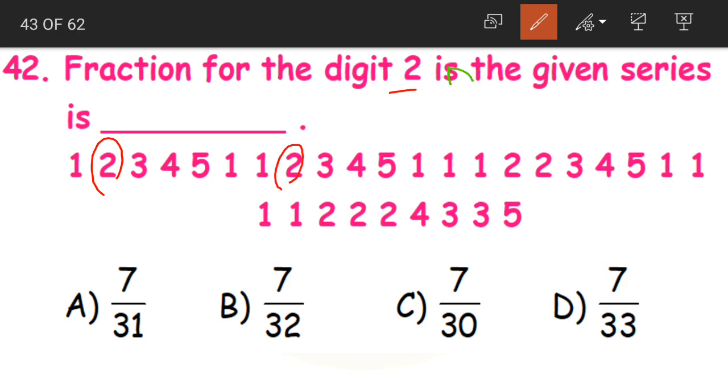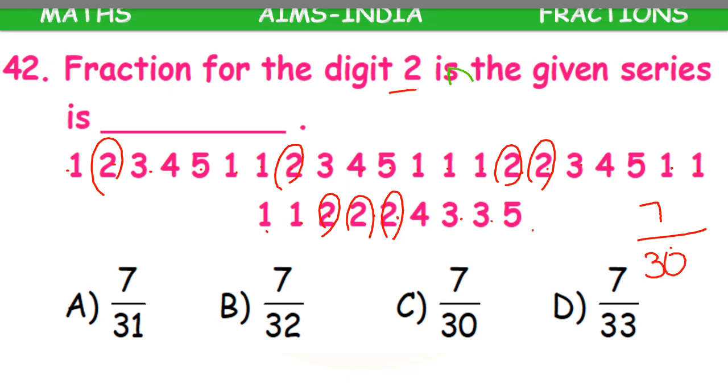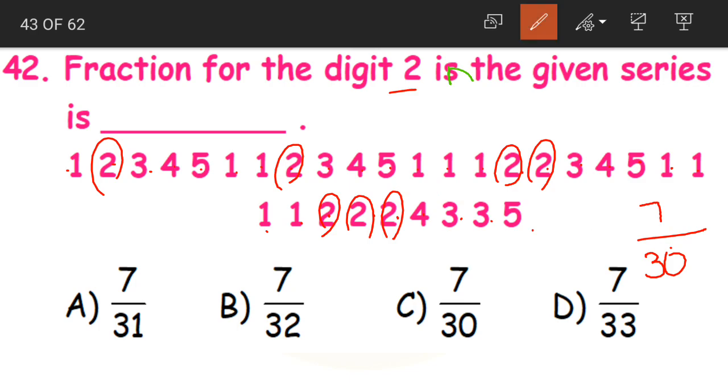1, 2, 3 and 4, 5, 6, 7. We are having 7 2's divided by the total numbers, 1, 2, 3, 4, 5, 6, 7, 8, 9, 10, 11, 12, 13, 14, up to 21, 22, 23, 24, 25, 26, 27, 28, 29, 30, children. In total, we are having 30 numbers, out of which we have 7 2's. So 7 by 30 becomes our correct answer.